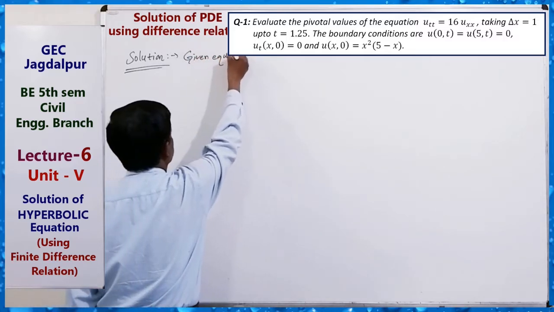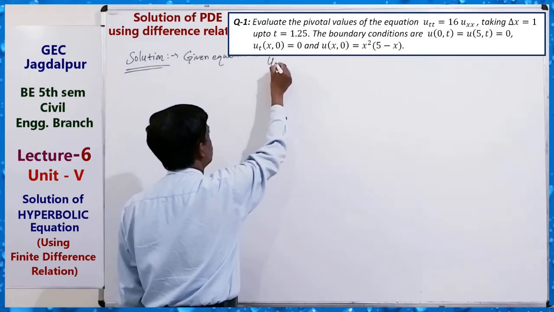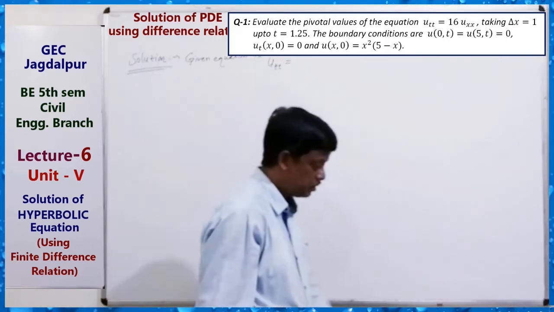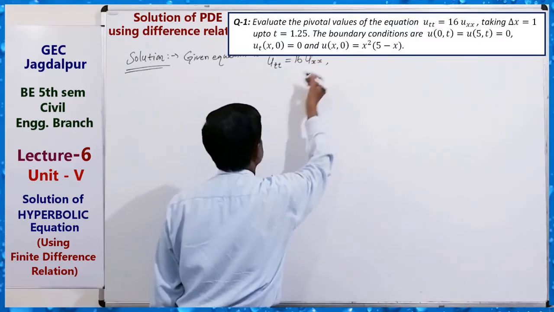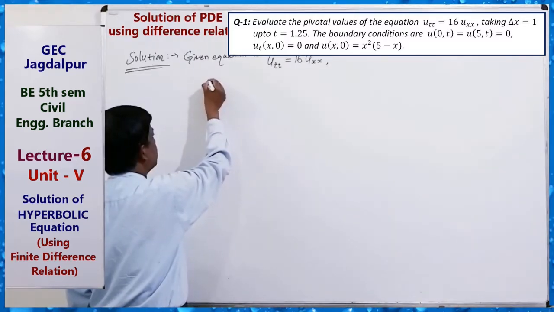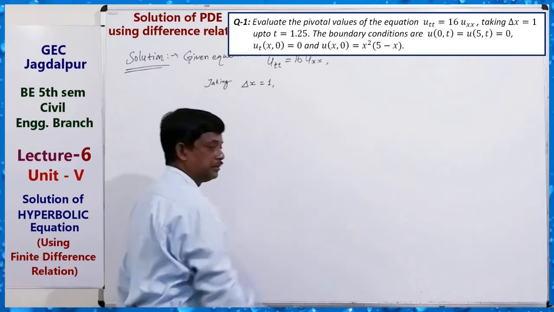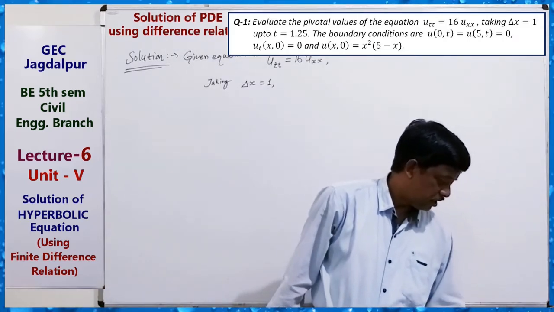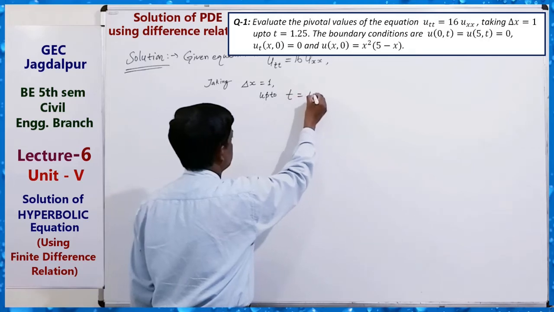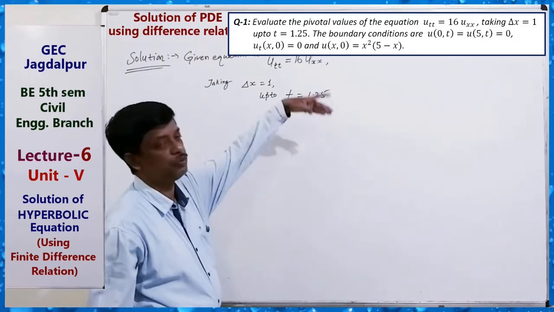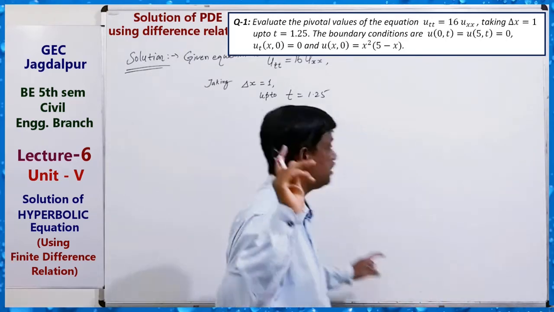The given equation is u_tt equals 16 u_xx, taking delta x equals 1 up to t equals 1.25, the t level up to 1.25, and the boundary conditions. This is for calculating h equals 1.